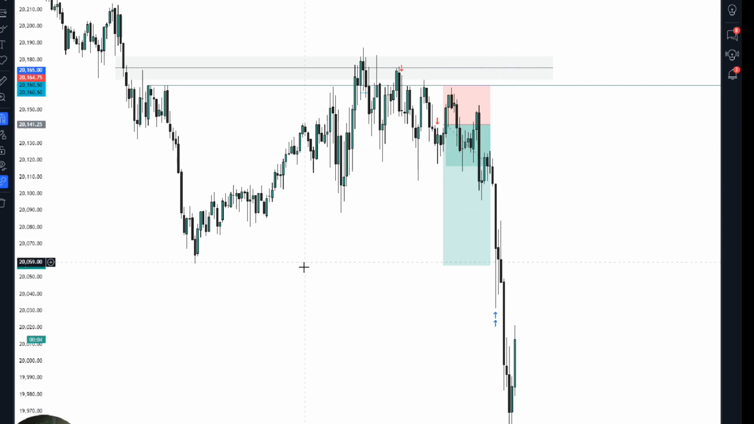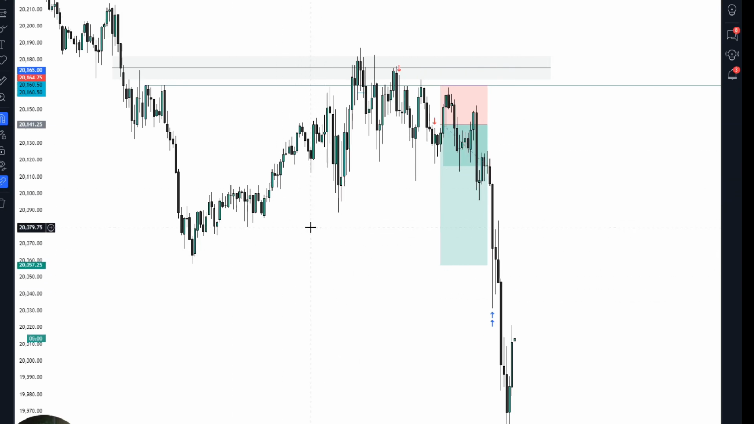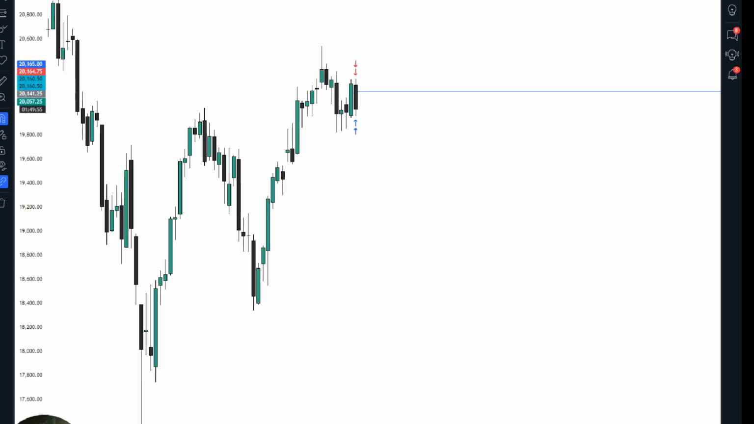Without further ado, here's the trade breakdown. So really quickly, I want to go over the trade that we took today that netted me $5,500 profit. First thing I want you guys to look at is the daily time frame. On the daily time frame, our daily bias was bearish because we swept the previous high.